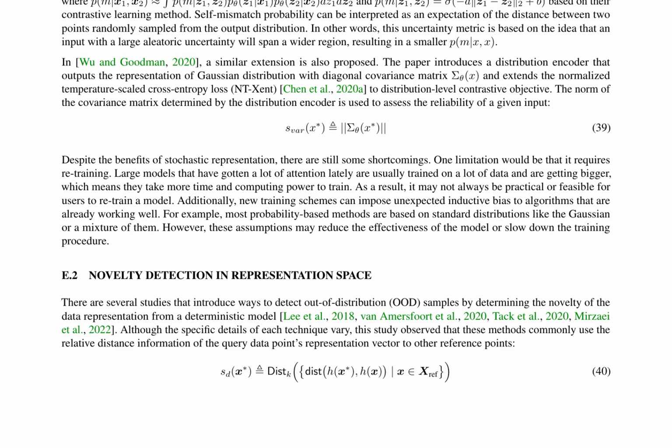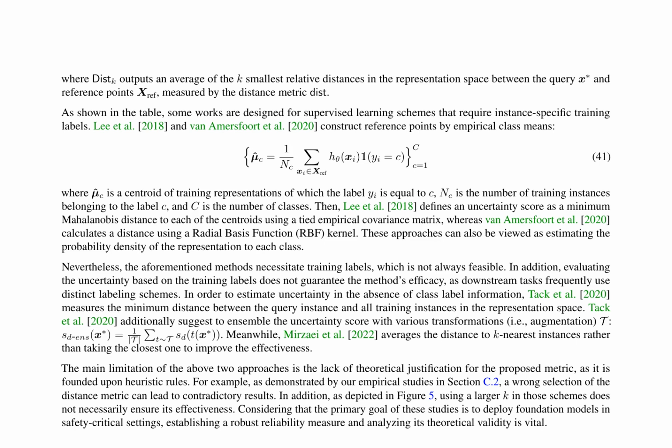Wu and Goodman introduced a distribution encoder that outputs the representation of a Gaussian distribution with a diagonal covariance matrix, and extended the normalized temperature-scaled cross-entropy loss to a distribution-level contrastive objective. They used the norm of the covariance matrix to assess the reliability of a given input.